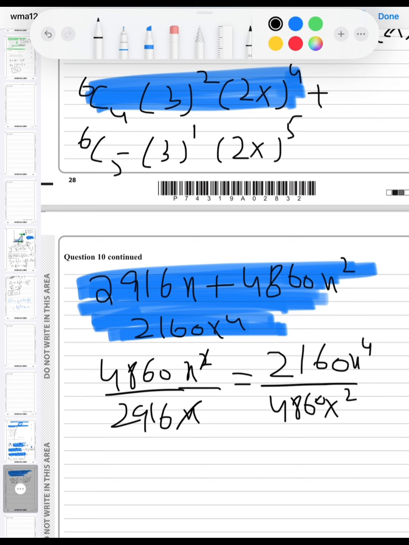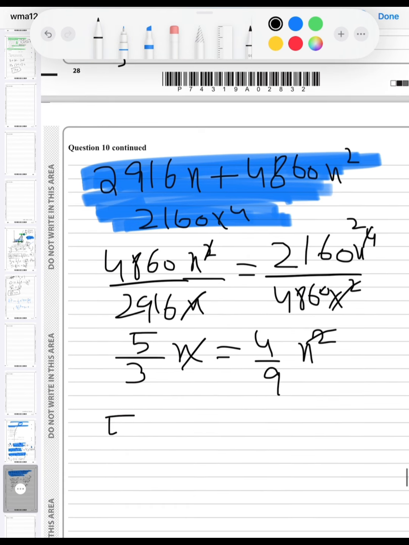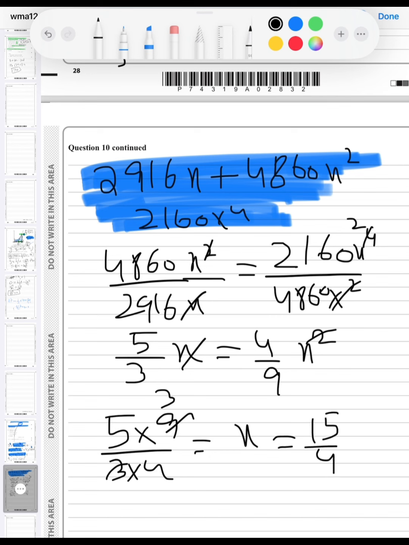Cancel these down, and then simplifying them, 4860 divided by 2916 will give this result, and the other one is 2160 divided by 4860. This will give us a result with x squared. Cancel these things down, and this will be 3 ones and 3 threes, so 15 upon 4 is the answer for the value of x.